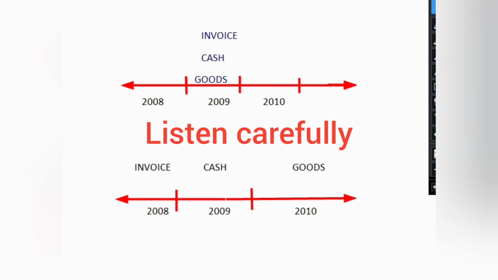Let's assume we are preparing the trial balance or the financial statements of 2009. At present, in 2009, we need to adjust the transaction and the activity of the past, that is 2008, and also we need to adjust it with 2010 in the future.